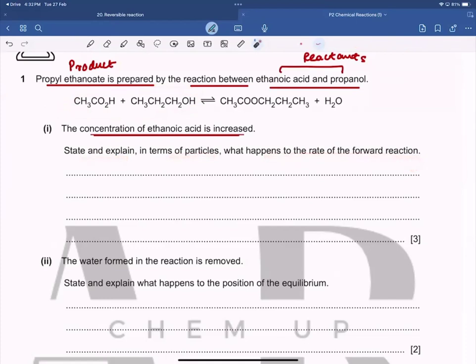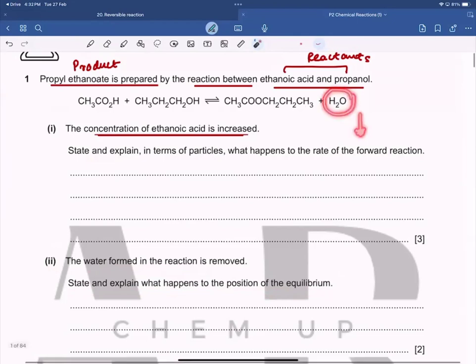Now, if you look at the next part, two: the water formed in the reaction is removed. State and explain what happens to the position of equilibrium. If you look at the equation, is water present on the reactant side or on the product side? Product side. And what you are doing with the water? You are removing the water. So you are removing the concentration or amount of one of the products. If one of the products is removed, then on which side will equilibrium shift? To the right or to the left? To the right.